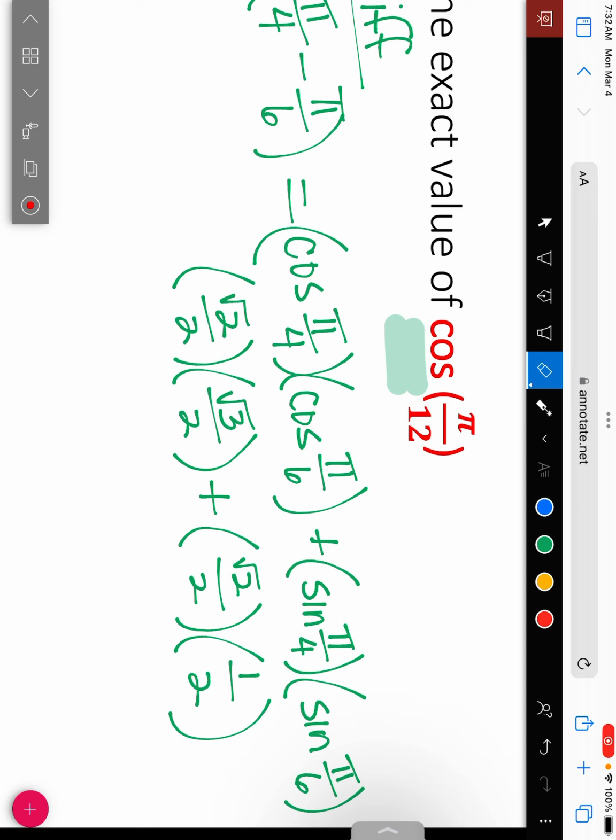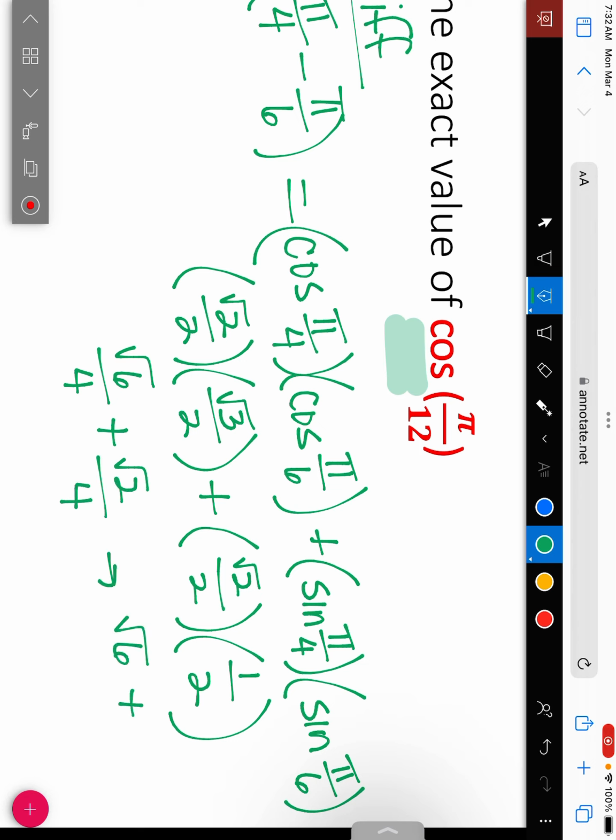All right, so root 2 over 2 times root 3 over 2. Who had that for the first pair? And then root 2 over 2 times 1/2. So this is very similar to the one we just did, except this one has addition. So that would be root 6 over 4 plus root 2 over 4, which simplifies to 1 fraction. We already have a common denominator. And that would be your final answer.